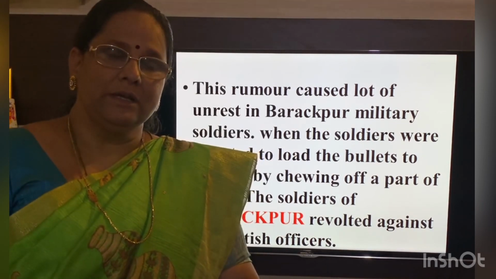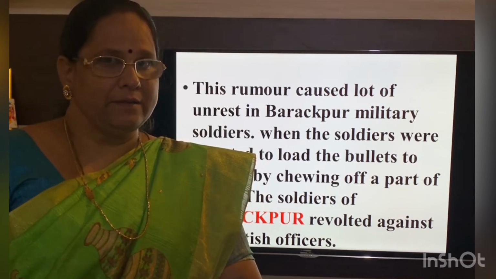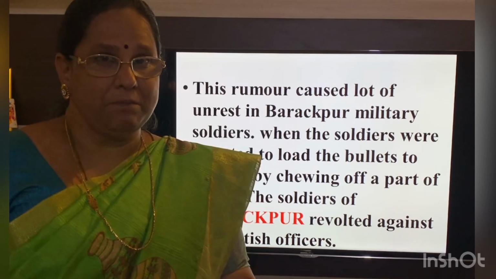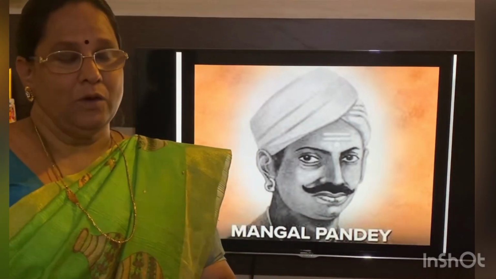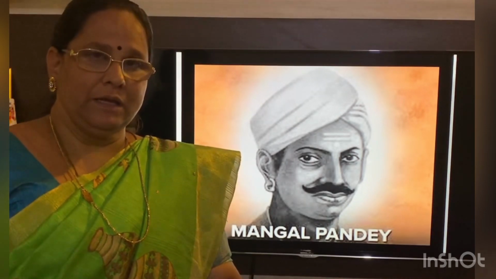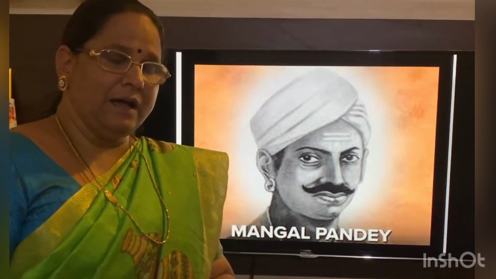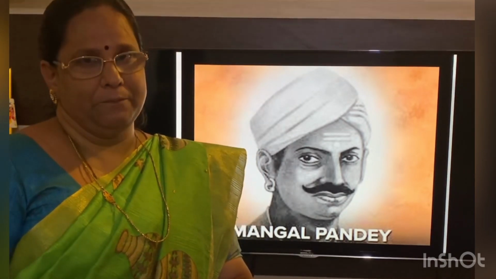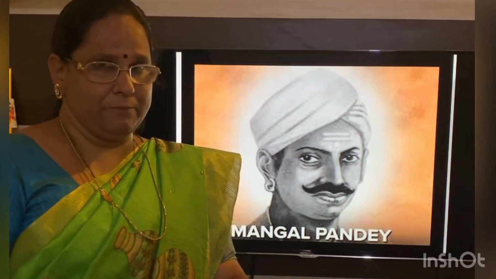The Indian soldiers in Barrackpore were forced to use the gun and they revolted against the British, and the main important person who revolted in Barrackpore was Mangal Pandey. Mangal Pandey was an Indian soldier. He refused to use the Royal Enfield. Still, after he refused, the British officer forced him to use that gun. And finally, he killed the British officer and escaped.